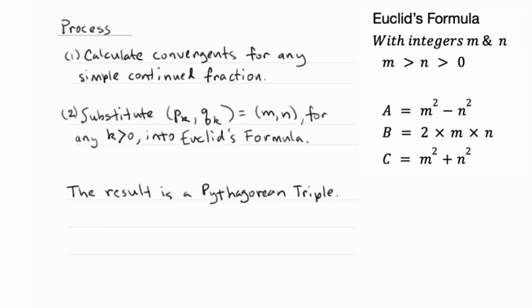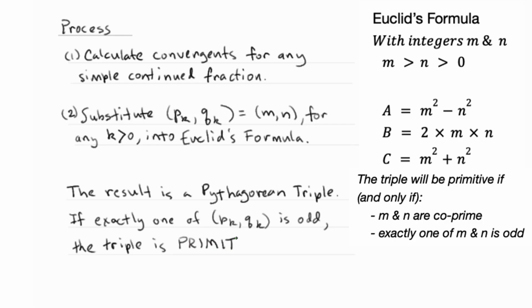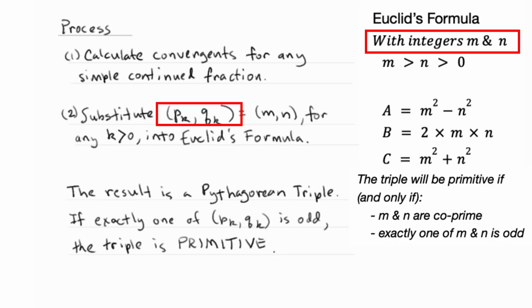Here's something else about Euclid's formula. If m and n are coprime, and exactly one of them is even, the triple is primitive. If we apply this in our process, in which we're using convergents, if exactly one of p and q is odd, the Pythagorean triple will be primitive. This is because p and q are always coprime. Now let's think about what's going on. The role of simple continued fractions is simply generating values of two integers that we can use in Euclid's formula. The convergents provide us pairs of integers, denoted p and q in the convergent, that we can use as m and n in Euclid's formula.